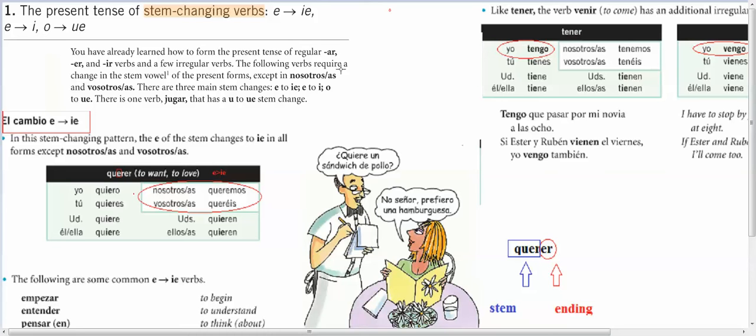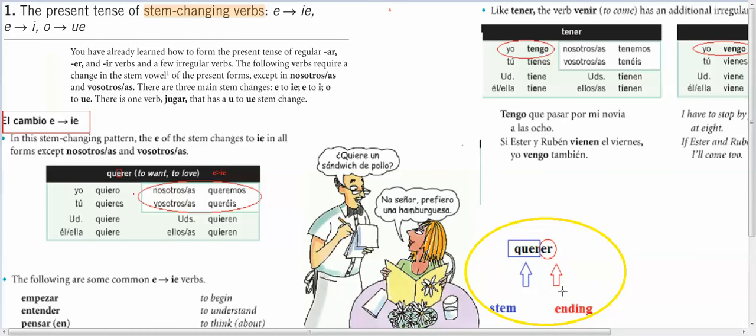So I'm going to talk to you about present tense stem changing verbs. If you look over here, I've got a verb out to the side. Right here, I've got querer. Okay, so I have the verb querer over here.